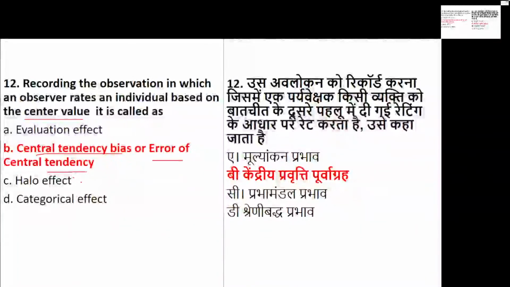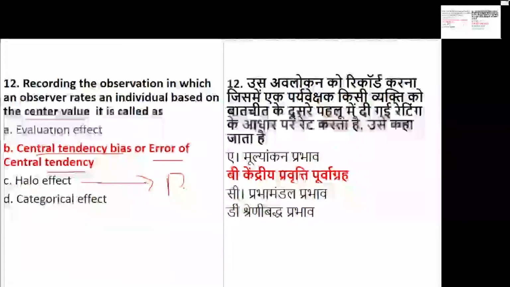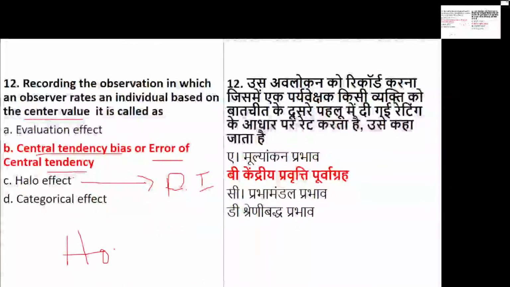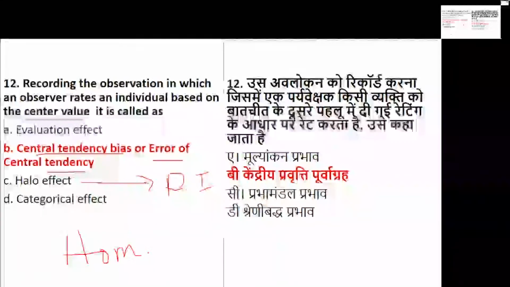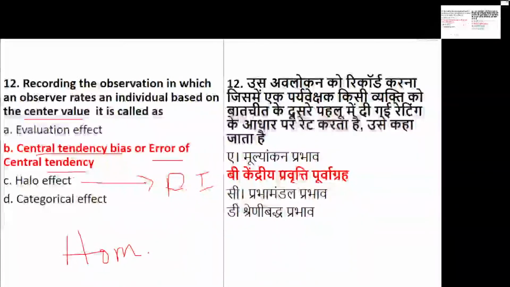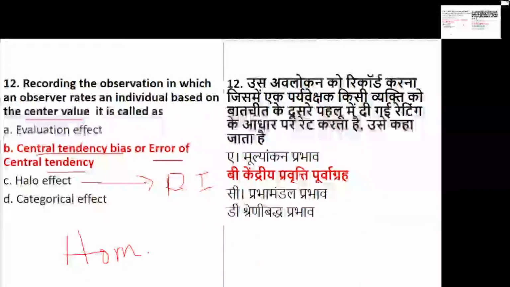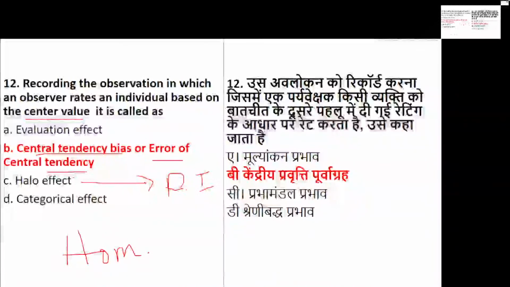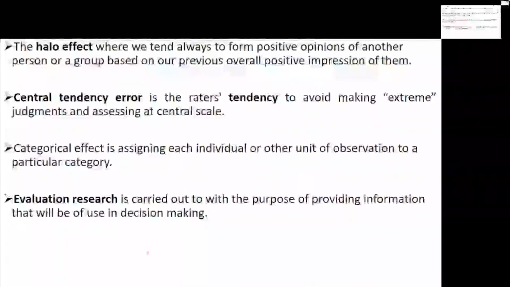Halo effect is rated based on positive impression. One positive impression will be called halo effect. Negative impression is called horn effect. I've explained all these effects to you in the theory part. Halo effect is something which you give on positive impression. Horn effect is something which you give on negative impression. So here if you are using a center value, it will be called central tendency. Okay. Yes. Now some students are right, but for those who are wrong, I've explained the meaning.